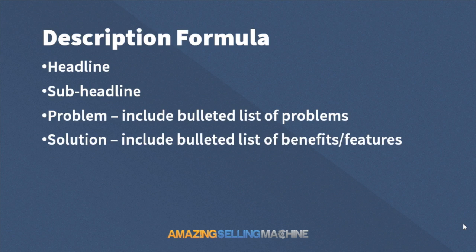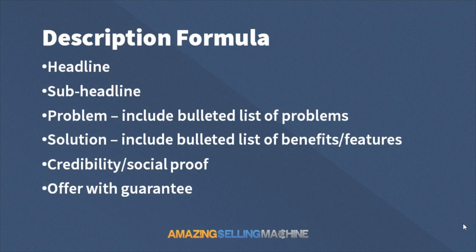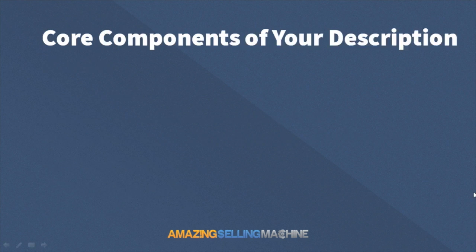Next, we're going to include the solution, and this is going to be another area of a bulleted list where we're going to have the benefits and the features that solve the problem that our customers are having. After that, we're going to offer our credibility and social proof to give them a reason to buy from us, and then we're going to give them our offer with our guarantee. And lastly, we're going to add a call to action and scarcity to give them a reason to purchase our product right away. So now let's go through the core components of our description, and there are 10 core components.